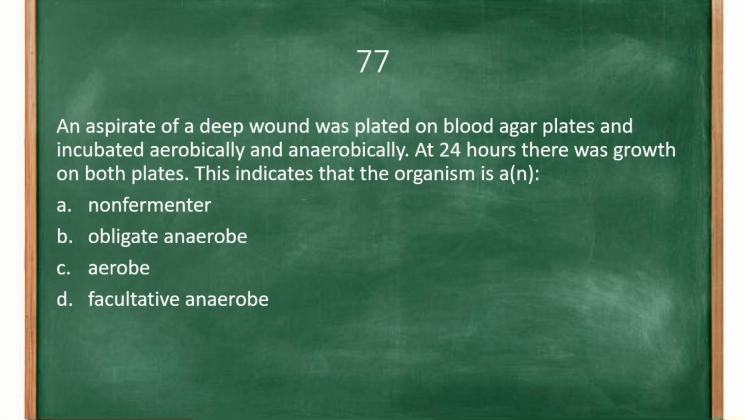Then 77, an aspirate of a deep wound was plated on blood agar plate and inoculated anaerobically and aerobically. At 24 hours, there was growth on both plates. This indicates that the organism is A, non-fermenter, B, obligate anaerobe, C, aerobe, and then D, facultative anaerobe. So the answer for this one is facultative anaerobe.